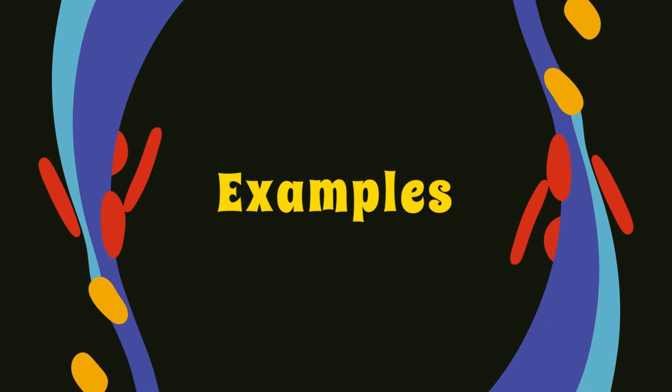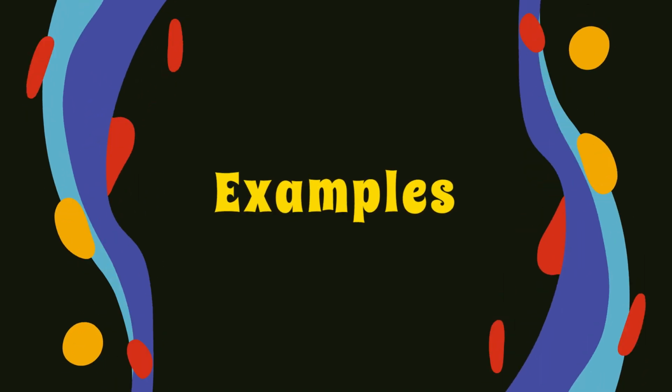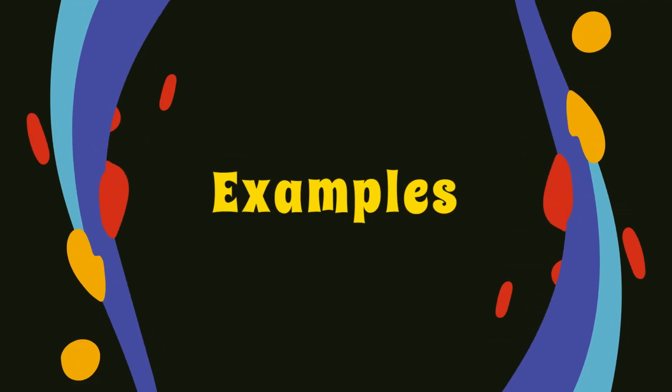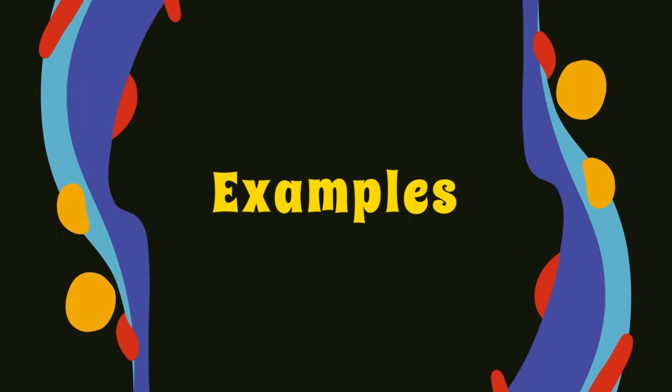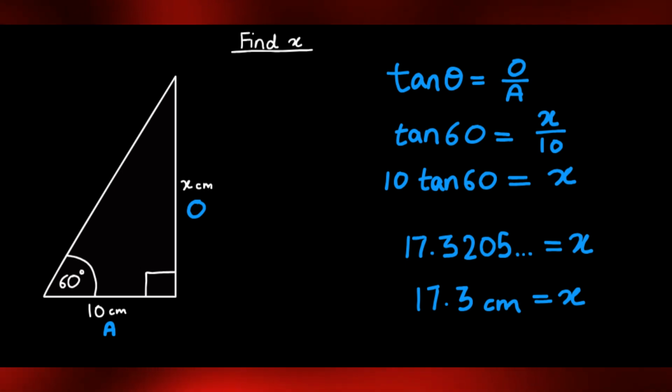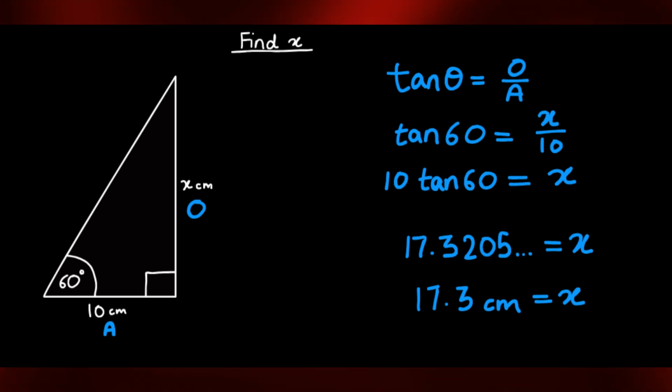Now I'll show you some examples on how to find missing lengths and angles of a right-angled triangle using SOH CAH TOA. In this example, we have to find the missing length x.